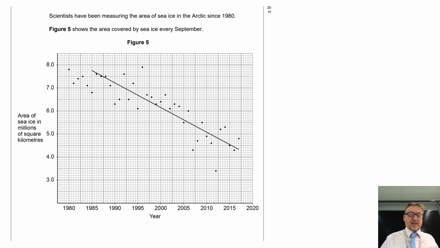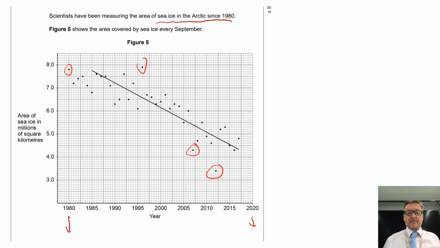Question number six, graphs. Now, graphs are different, I like graphs. Okay, so what I'm doing here is, I'm looking at the graph. Scientists have been measuring the area of sea ice in the Arctic since 1980. There we go, 1980, and it goes up to 2020. Figure 5 shows the area covered by sea ice every September. Okay, look at those dots all over the place, there is a general pattern. Right, so what I'm doing is I'm looking at that one there. Are they going to ask about that? Right, sort of anomaly ones. But generally, as the year goes on, the amount of sea ice decreases.